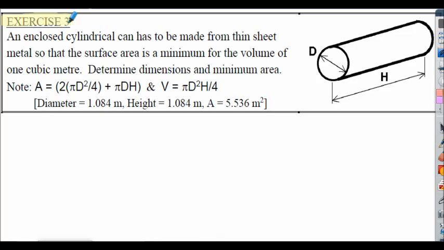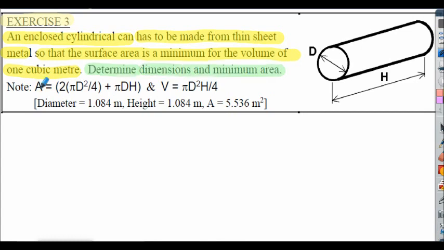Here's exercise 3. An enclosed cylindrical can, shown in the sketch on the right hand side, has to be made from thin sheet metal so that the surface area is a minimum for a volume of 1 meter cubed. We're asked to determine the dimensions and the minimum area, noting the surface area shown here for an enclosed cylindrical can and the volume formula shown here for a cylindrical can. The answers for diameter, height and surface area are shown here for your reference.